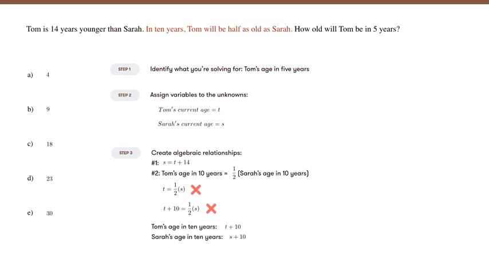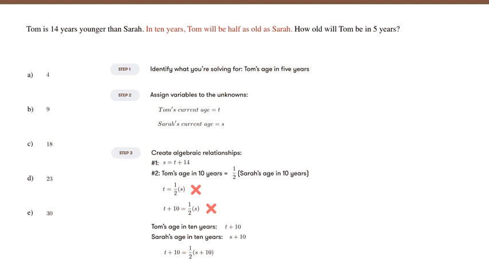Well, if Tom is t years old right now, then as we showed, in 10 years his age will be t plus 10. And if Sarah is s years old right now, then in 10 years her age will be s plus 10. And what we know is that Tom's age in 10 years will be half of Sarah's age in 10 years. So we can create the equation t plus 10 equals 1/2 of quantity s plus 10. In other words, Tom's age in 10 years will be half of Sarah's age in 10 years.